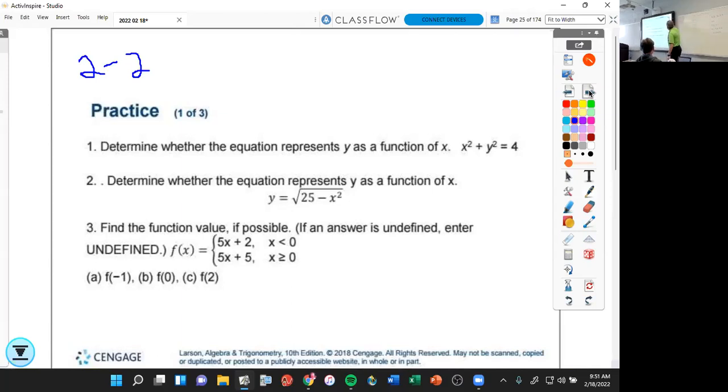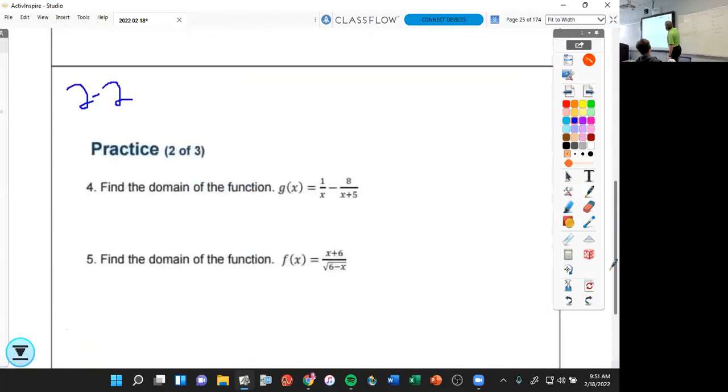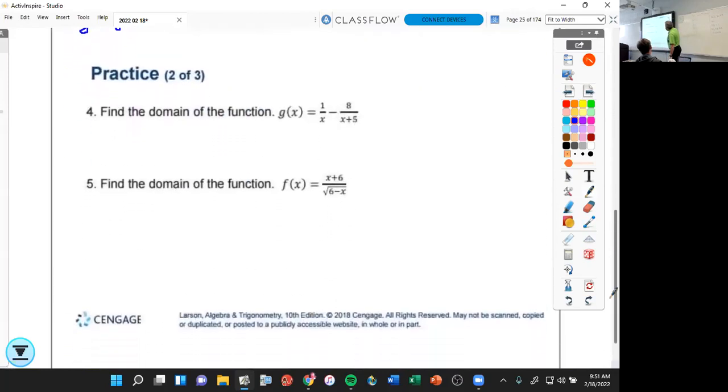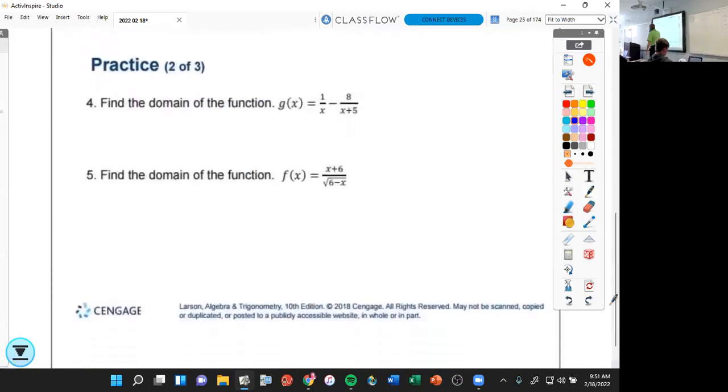Number 3. This class did these. Let me go on to the next problem. All right, number 4. I think we did it as well. How do you find the domain of number 4? Do you see any problems with it? You can't do what? You can't divide by 0.